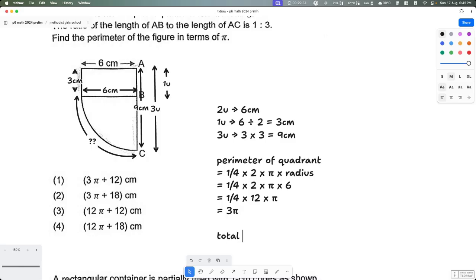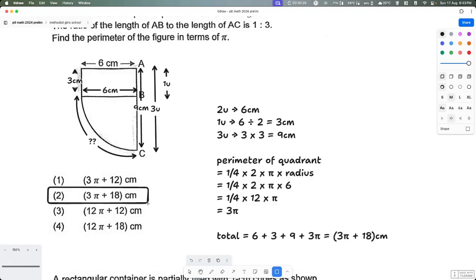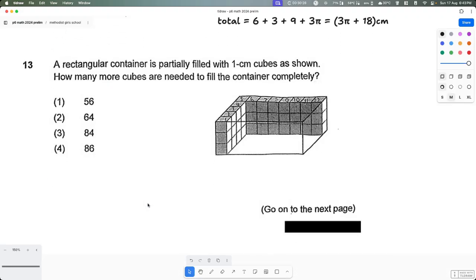So total is equal to 6 plus 3 plus 9 plus 3 pi. 6 plus 3 plus 9, so this will then become 18. So 3 pi plus 18 centimeters, with the brackets. So it's option number 2 for question number 12. Okay, let's move on to question number 13.